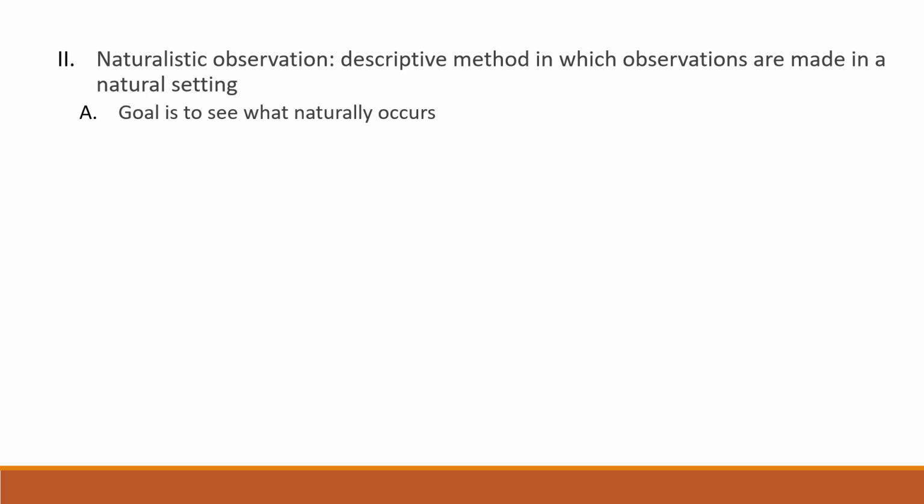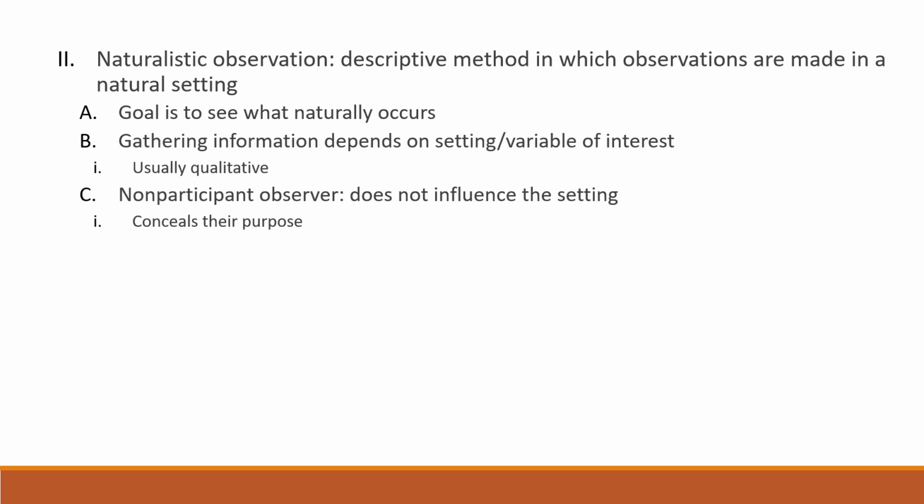As you can imagine, if you bring someone into a lab, they might not behave how they usually do. Maybe they're on their best behavior in front of a stranger. With naturalistic observation, we are watching people essentially in their natural habitat. Gathering information in naturalistic studies depends on the setting and the variable of interest. Sometimes researchers will take notes or audio recordings, and sometimes even video recordings. It just depends on the study.